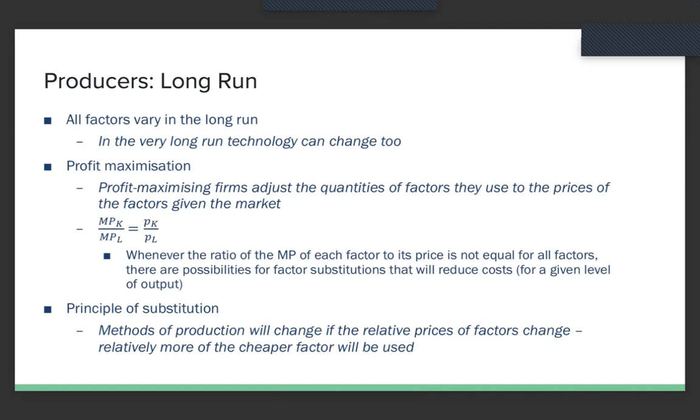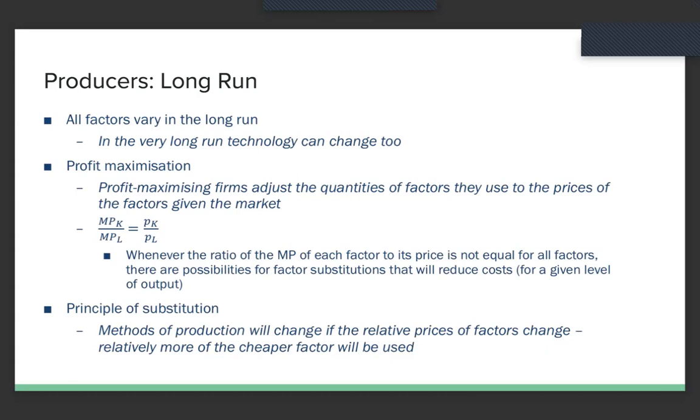Now we look at producers in the long run, and the difference between short run and long run is that in short run we had labor as a variable factor, and we had capital as the fixed factor. However, in the long run, the producers can change both the level of labor and the level of capital. So both labor and capital become variable factors. However, in the long run, technology is the only thing that's fixed, and that also becomes variable when we talk about the very long run.